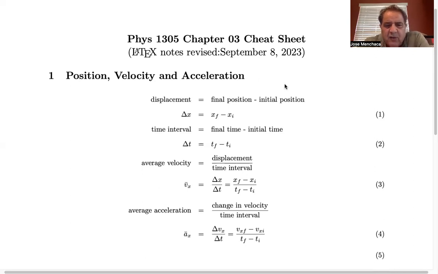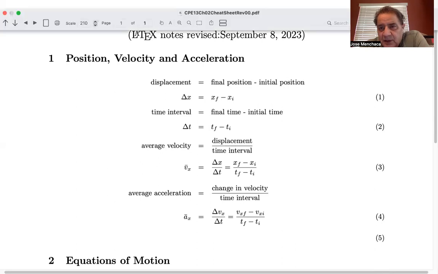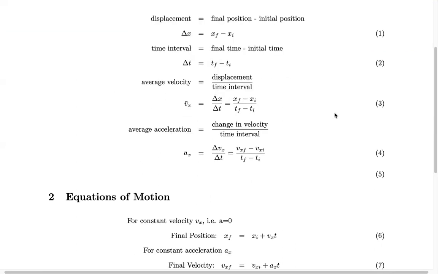Now, average acceleration is the change in velocity over the time interval. Well, the change in velocity, delta Vx, is equal to Vx final minus Vx initial. And the delta T is T final minus T initial. So the average acceleration is V final minus V initial divided by the final time minus the initial time. Okay, I'm going to dismiss this so it doesn't hide the equation numbers.